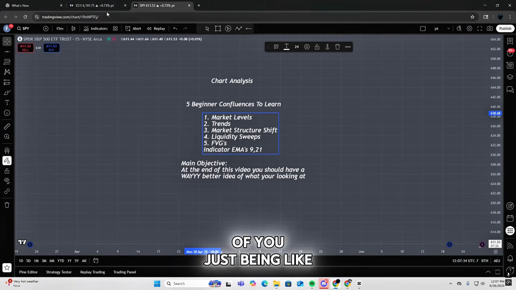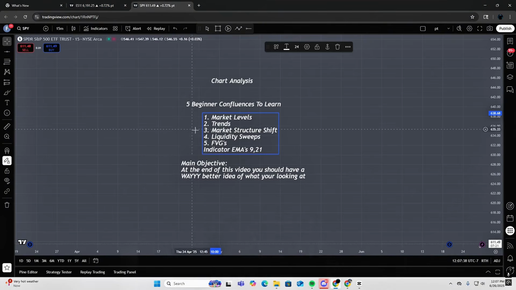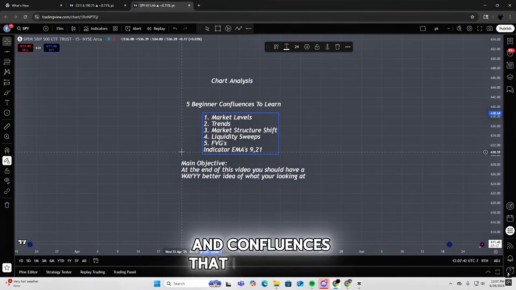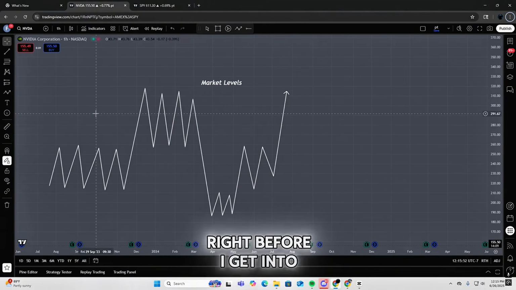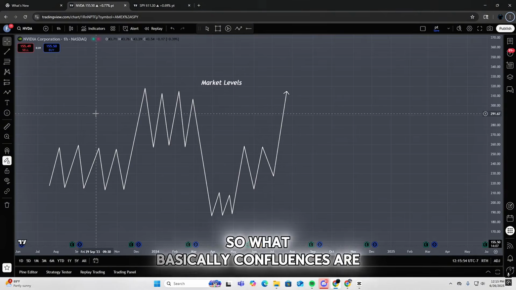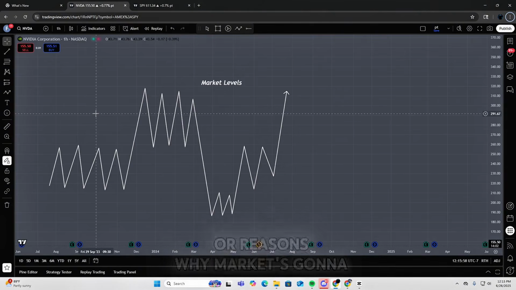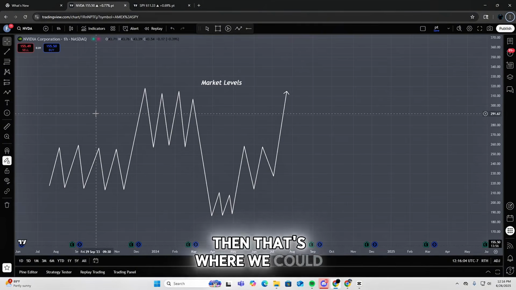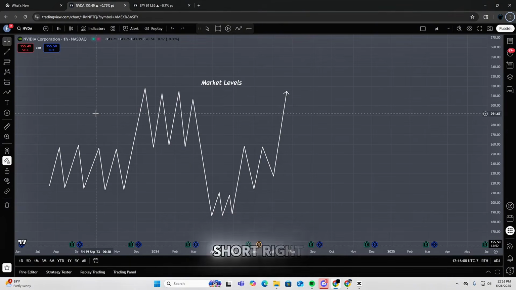No more of you just being like, "Blah, blah, blah, I think it's going to go up, I think it's going to go down just because." No, you're going to actually learn real confluences, confluences that I personally use to actually read the markets, right? Before I get into anything, what confluences basically are, they're just reasons why you're going to enter a trade or reasons why the market's going to move a certain direction. Or if we react a certain way to these confluences, then that's where we could decide whether we want to go long or whether we want to go short, right?